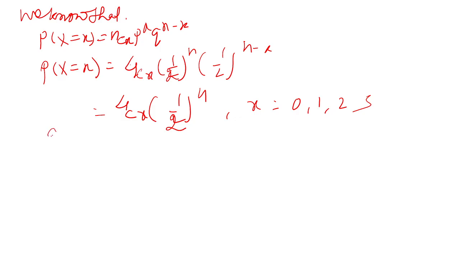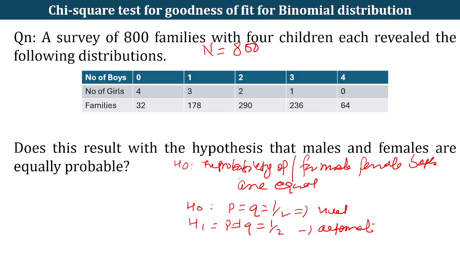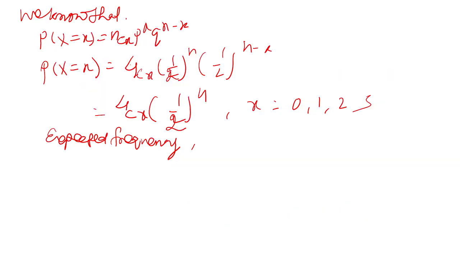So now can we calculate the expected frequency? Can you please tell me, is this clear? Like how we're going to calculate nCx p to the power x q to the power n minus x. Is it okay?